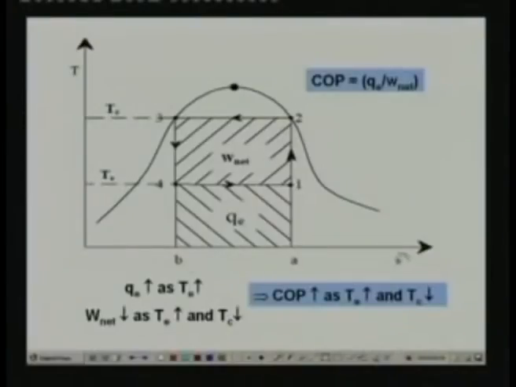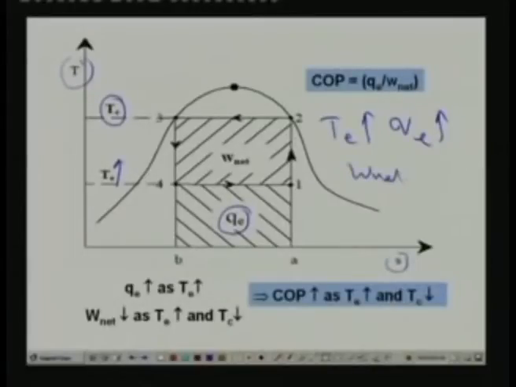So, you can see here again I am plotting the Carnot cycle 1, 2, 3, 4 on temperature-entropy coordinates. For a given condenser temperature, that means I am fixing this condenser temperature, and let us say that I am increasing TE. So what happens when you are increasing TE? You find that QE increases and W net decreases. Since COP is equal to QE by W net, as TE increases, QE increases, that means the area under 1 to 4 increases, and W net decreases, that means the area 1, 2, 3, 4 reduces. As a result, COP increases as TE increases.